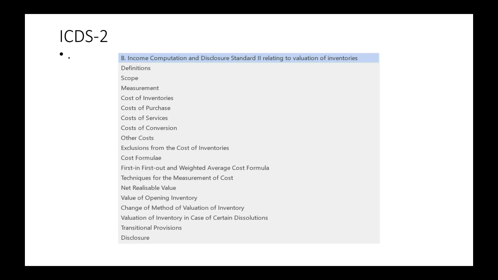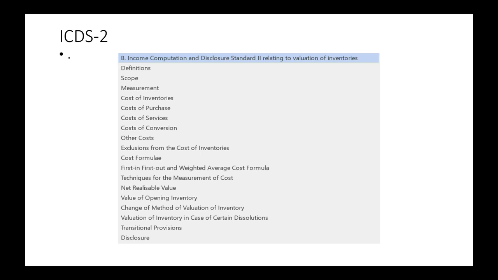In ICDS 2, we need to go to the preamble, which has not been mentioned over here. Then different definitions are there. Whenever we need to understand any act or any rule, we need to go through the definitions firstly. What do we mean by inventory over here? What is included in the inventory for the purpose of ICDS 2, and what is its scope? What is excluded from this ICDS 2? Then how to measure the inventory? And then you can see the word cost has come so many times.